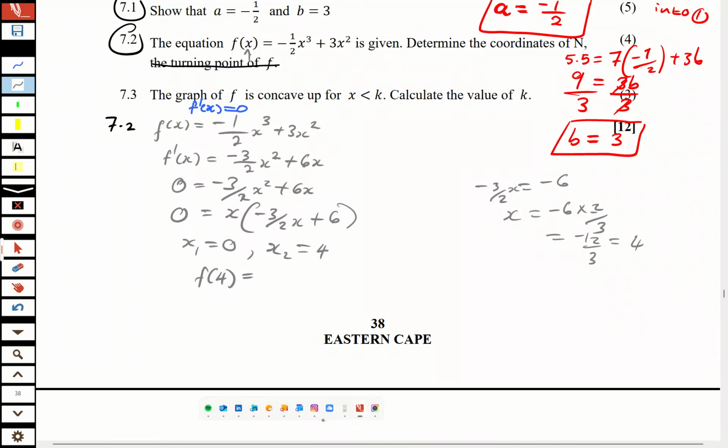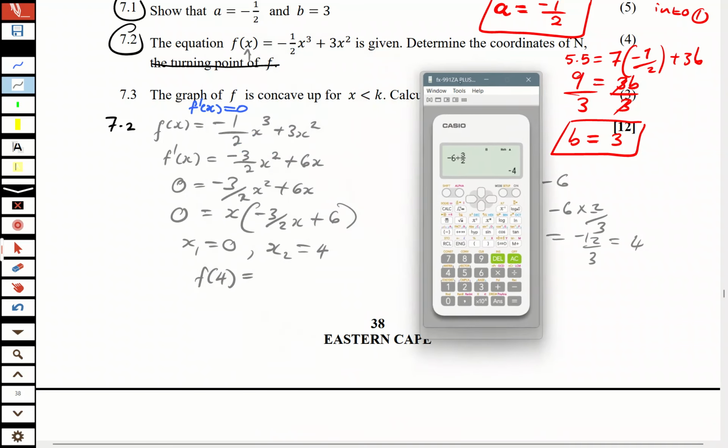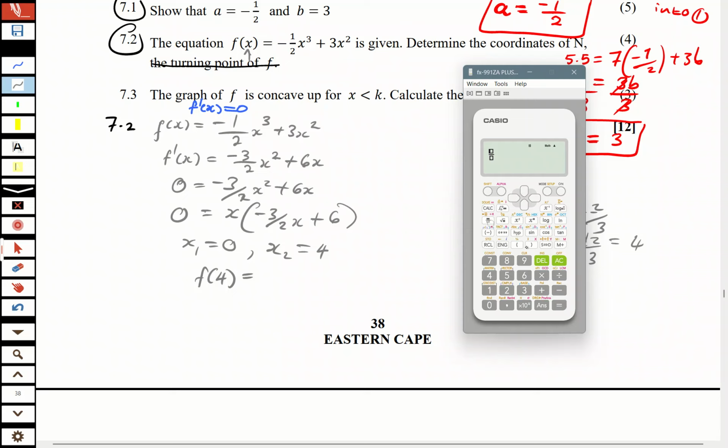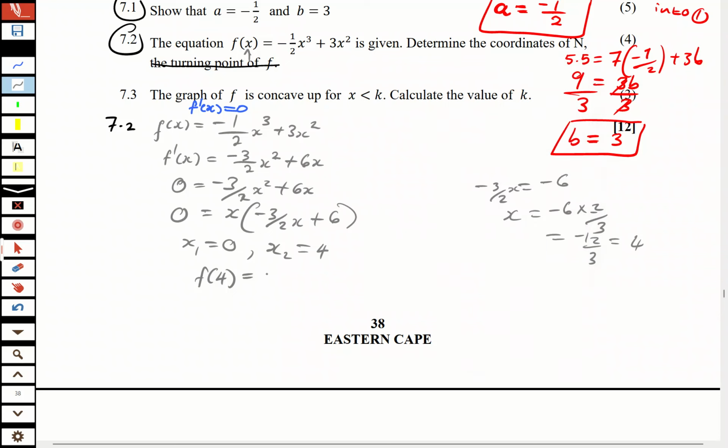Now let's do it together. So now we're going to see negative 1 all over 2 into 4, and then the 3, and then plus 3 into 4 squared. So this is 16. Does it make sense? It makes sense, since A is at the maximum, and the corresponding y value has to be positive there. So n is simply 4 and then 16.